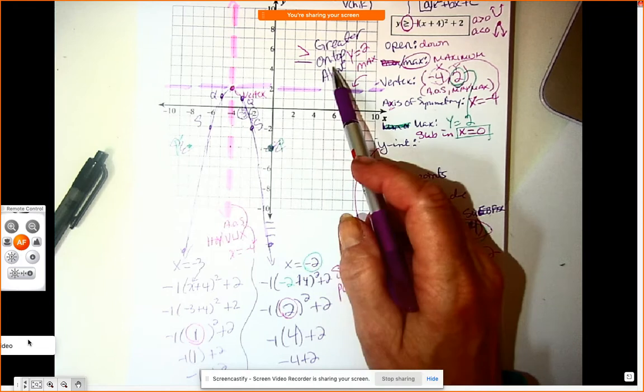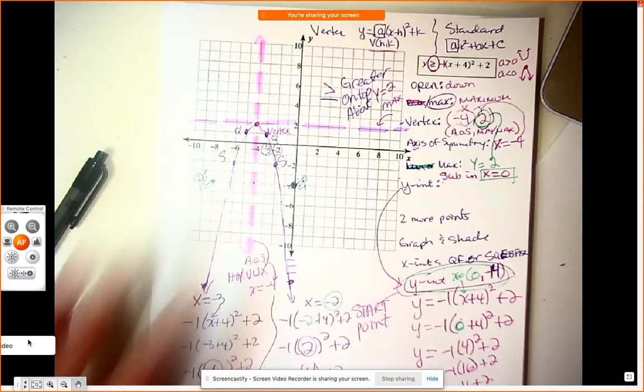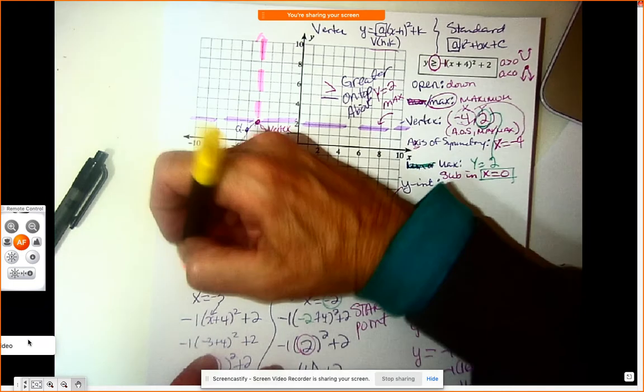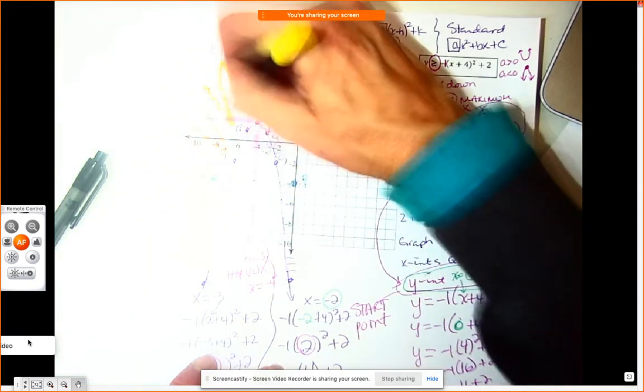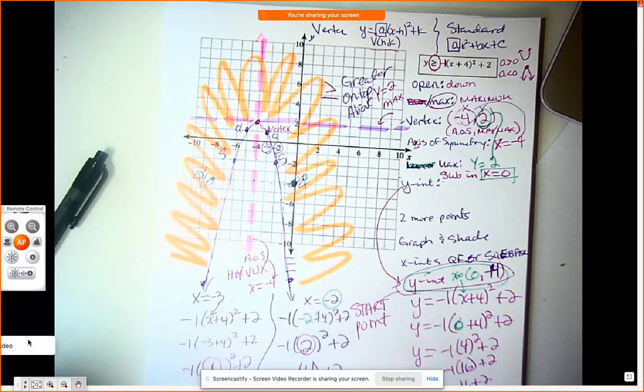Now I have to decide where to shade. Greater than, on top of this roller coaster. I'm going to go ahead and shade in orange. Where's my orange? Here it is. Here we go. That means on top I would be shading everything here. Let me get my hand out of the way. I'm going to zoom out.